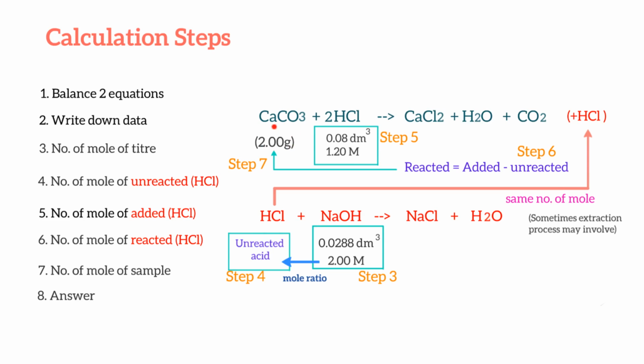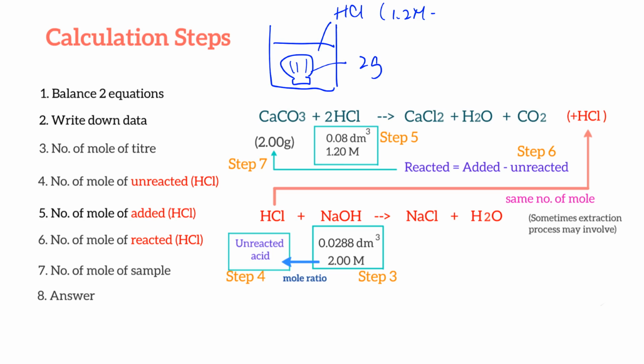Say for example, I will tell you the seashells will be 2 grams, and then an excess known amount of acid. Say for example, I put 1.2 M and 0.08 dm³ of HCl to react with this calcium carbonate. This is the known amount of acid that we've prepared. And then we have the seashells in it, which may be 2 grams.